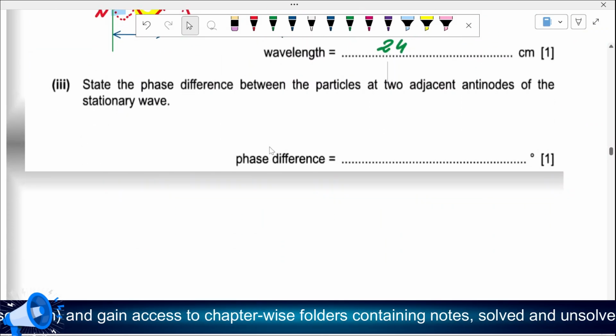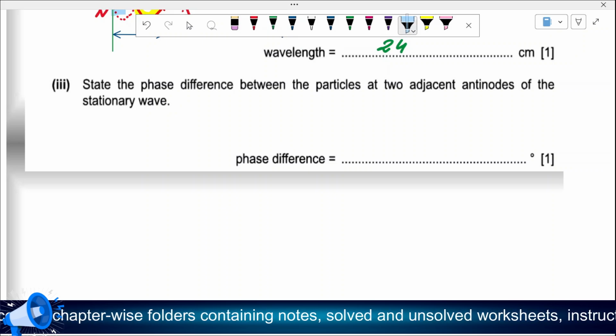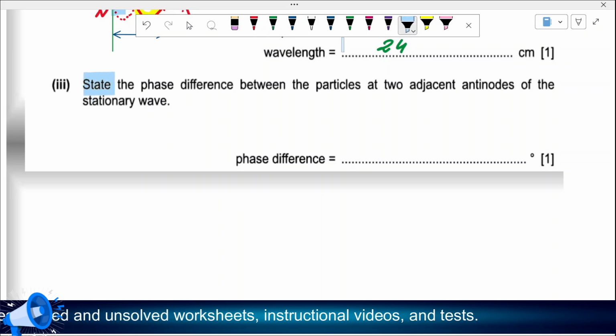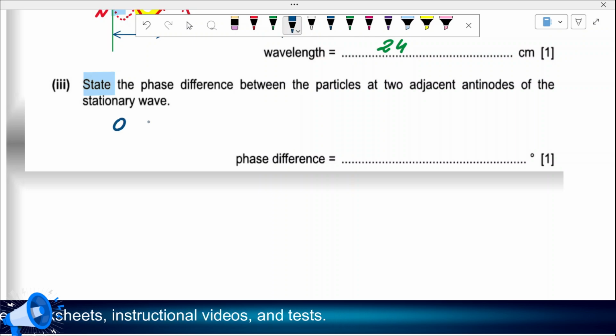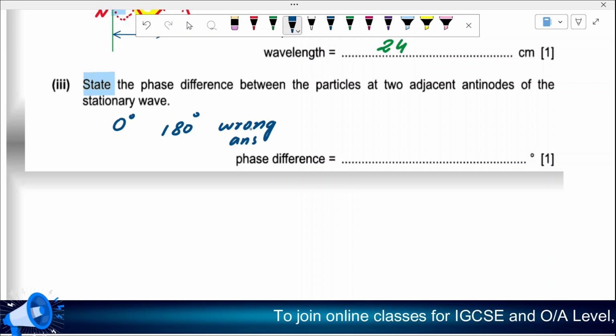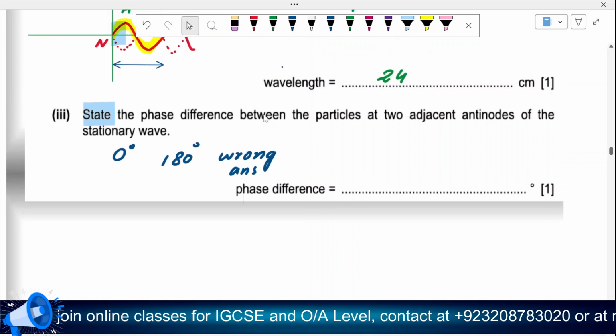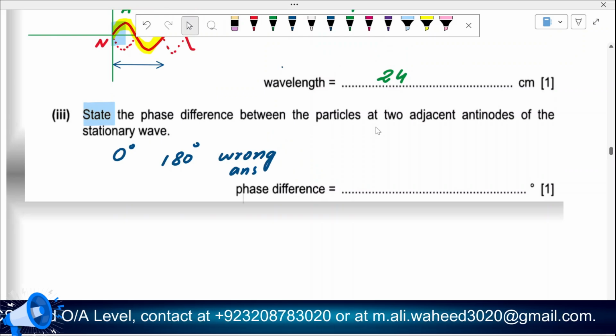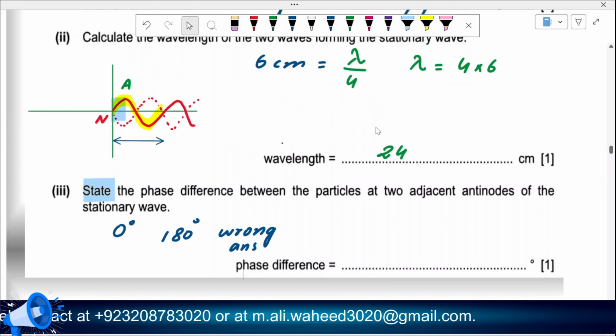State the phase difference. You see, for stationary waves, they ask you about the phase difference with the command word state, because the answer has to be either 0 or 180 degrees. There is no third answer. Probably there is a third answer, which is known as the wrong answer. So either the answer has to be 0 or 180. State the phase difference between particles at two adjacent antinodes of the stationary wave.